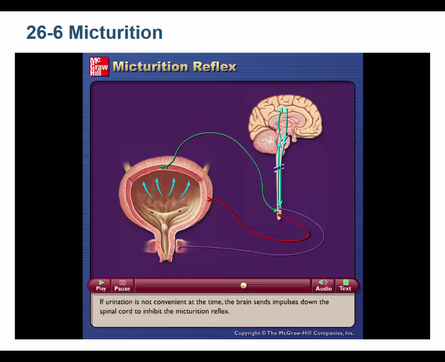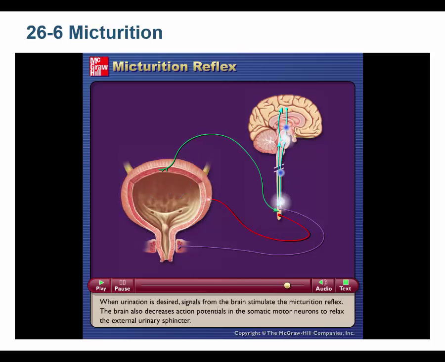If urination is not convenient at the time, the brain sends impulses down the spinal cord to inhibit the micturition reflex. Impulses carried via somatic motor neurons keep the external urinary sphincter contracted, which also prevents urination. When urination is desired, signals from the brain stimulate the micturition reflex. The brain also decreases action potentials in the somatic motor neurons to relax the external urinary sphincter. Okay, that's the micturition reflex.